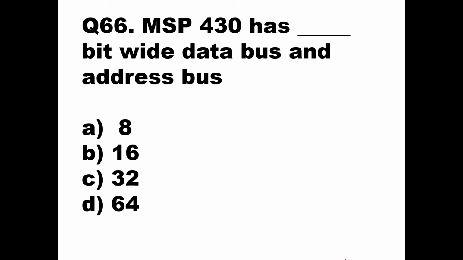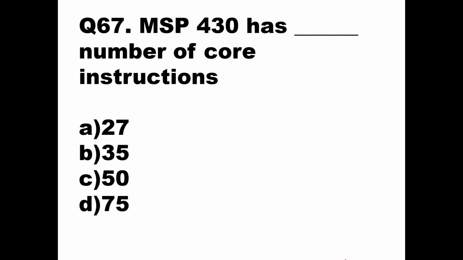MSP430. This you have studied in embedded systems. MSP430 has dash bit wide data bus and address bus. We know that in the MSP430 chip, the data bus and address bus are 16 bit wide. So option B will be the right answer here, 16 bit wide. Then we'll go to the next question.